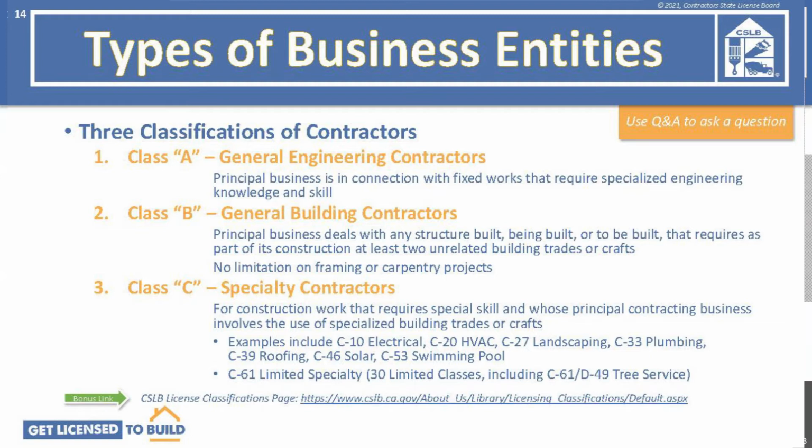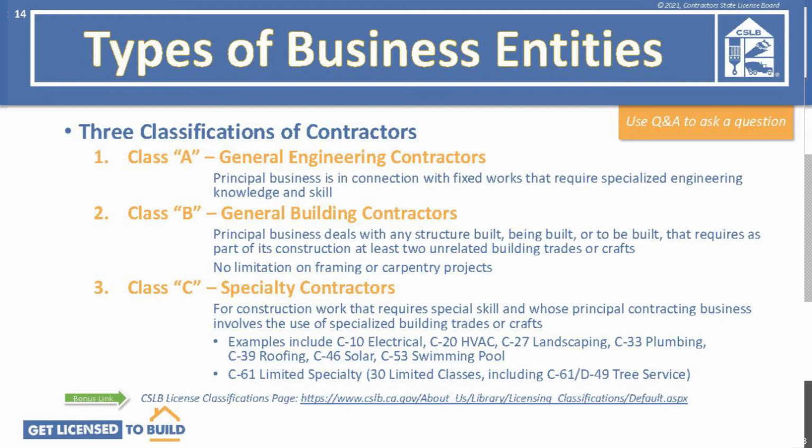Next is our Class B, or general building contractors. This is the largest class of contractors in California, with more than 133,000. B contractors have a principal business dealing with any structure built, being built, or to be built that requires as part of its construction at least 2 unrelated building trades or crafts.